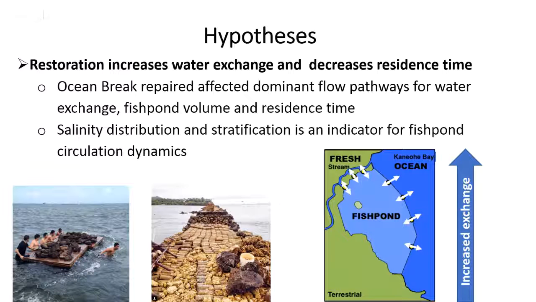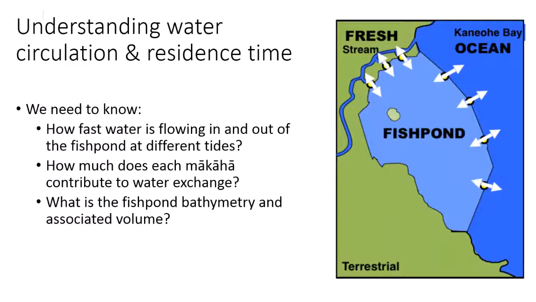And we hypothesized that because we added a new mākāhā channel, the fish pond exchange increased due to the repair of Ocean Break. Some of the questions we wanted to answer are: how fast is water flowing in and out of the fish pond at different tides? How much does each mākāhā contribute to water exchange? And what is the fish pond bathymetry and associated volume?